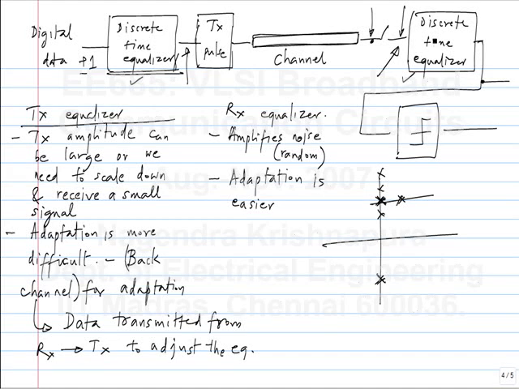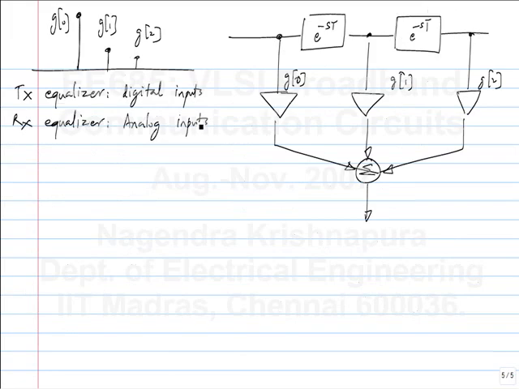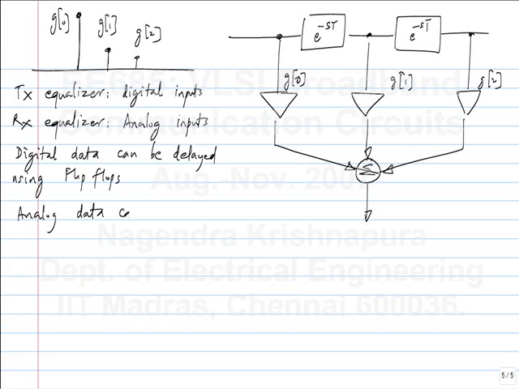What about here? What are the kinds of values that you see? It can be anything, right? In the case of 10% eye opening, you saw that it was somewhere between 0.1 and 1, or some huge values, 0.1 and 1.9 or so. So you see analog values here at the input, and you see digital values at the input of the transmit equalizer. The receive equalizer sees analog inputs. How would you delay an analog input? Transmission line, yeah, that's one idea. So digital data can be delayed using flip-flops. Analog data can be delayed using transmission lines.